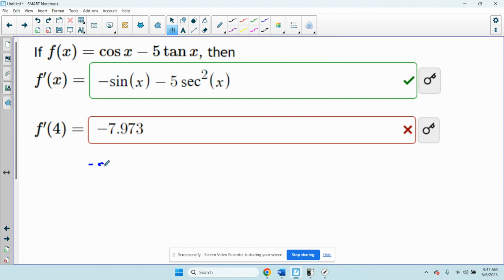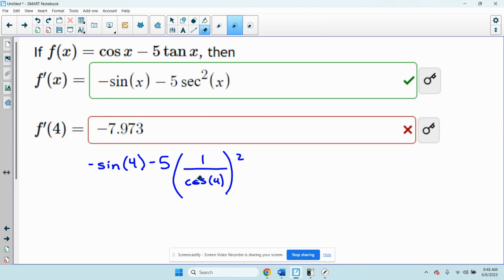So this is negative sine of 4 minus 5 times, secant is 1 over cosine. Cosine of 4 squared. Right, because secant squared of x is the same thing as secant x squared. So then this should be easier to figure out.